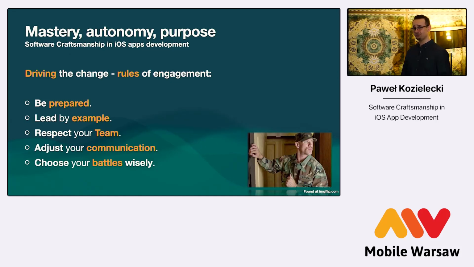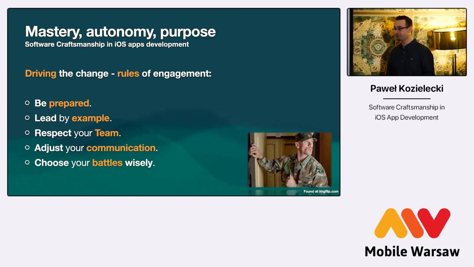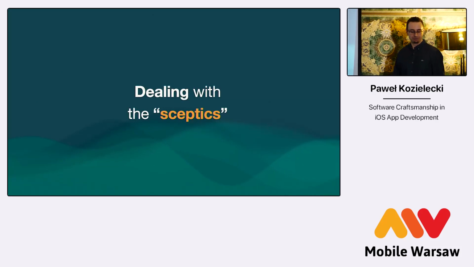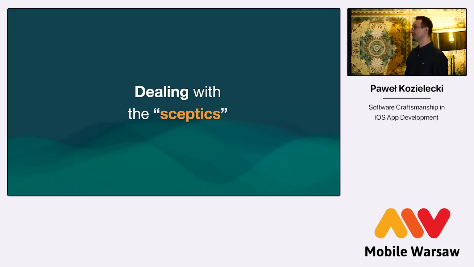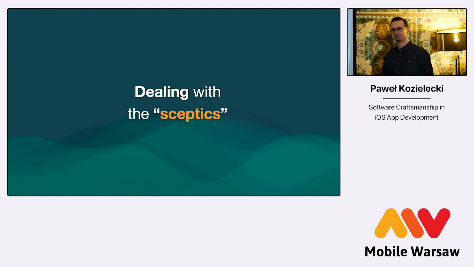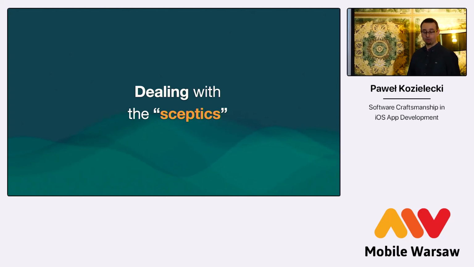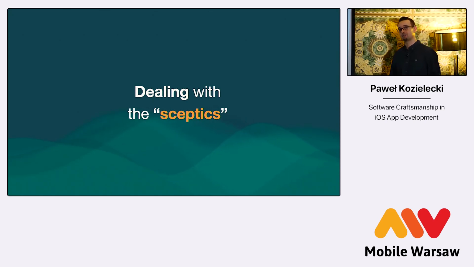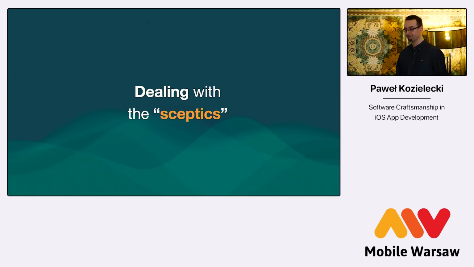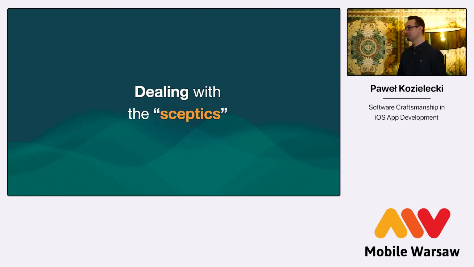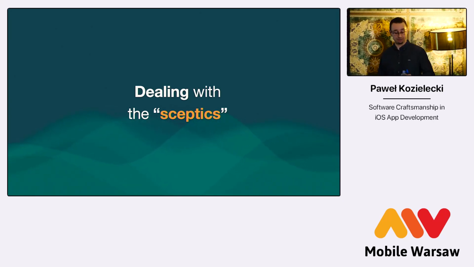Okay, so if you know the rules, you'll probably have to deal with somebody called skeptics, right? These are essentially people who either openly or covertly will oppose the change, and quite frankly, you're going to have to get them on your side, at least some of them, to actually implement that change effectively.